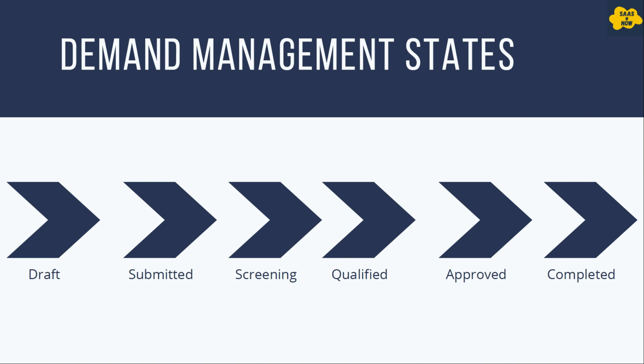But there are also some other states available in the demand record, like incomplete, deferred, rejected, because a demand can also be rejected, incomplete, or deferred. And those are the different states which you can use on the basis of different situations you get during processing a demand.